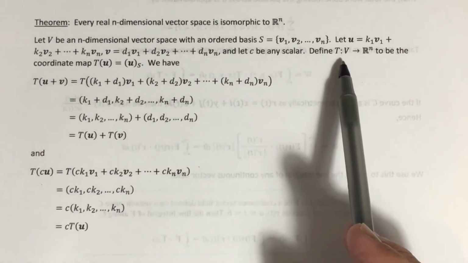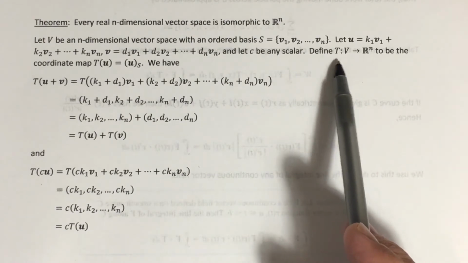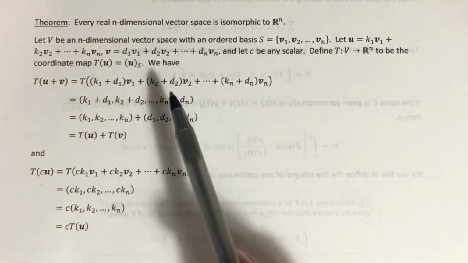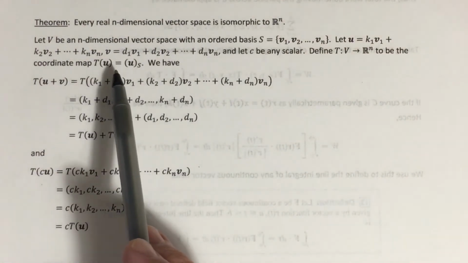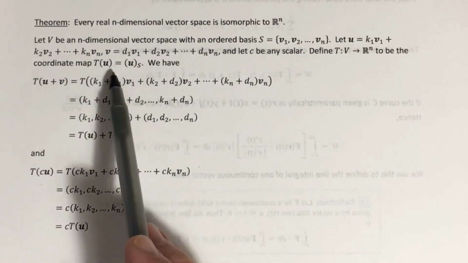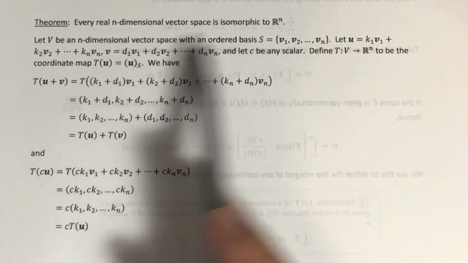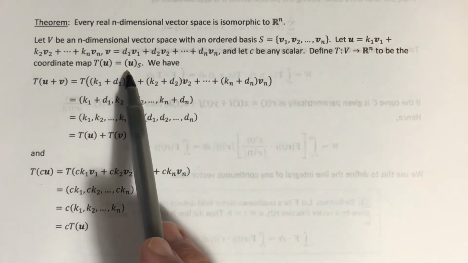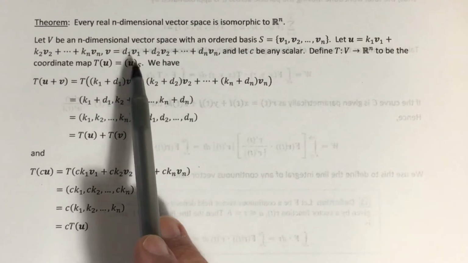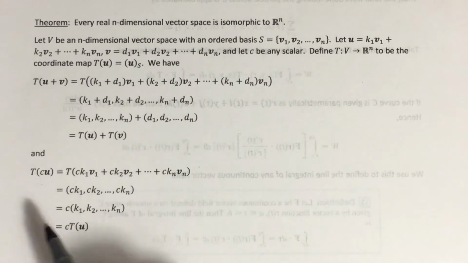Okay, now I'm going to define this function T that maps V into Rn to be the coordinate map. We've talked about these before, but remember in chapter 4 where we talked about coordinate vectors, a coordinate vector is the vector in Rn that uses these scalars in this linear combination as its coordinates, right?